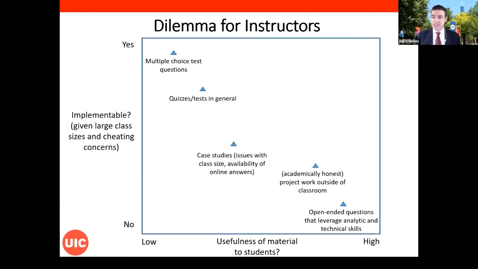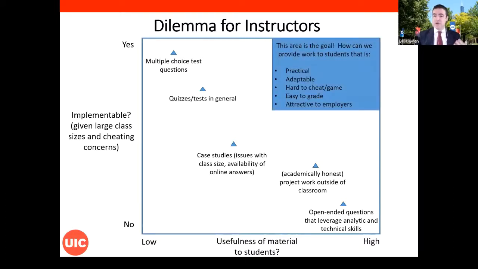So where we'd all like to live is what I think is like the upper right-hand box of this grid, right? We want to find work that's not only practical and adaptable to different environments for the students, but as an instructor, it's hard to cheat or game this stuff, easy for us to grade. And most importantly, I think it's got to really add some value to these students because the job search starts pretty immediately after this intro course.